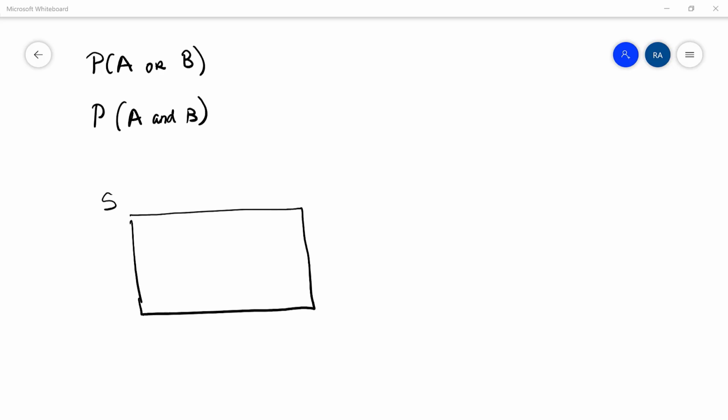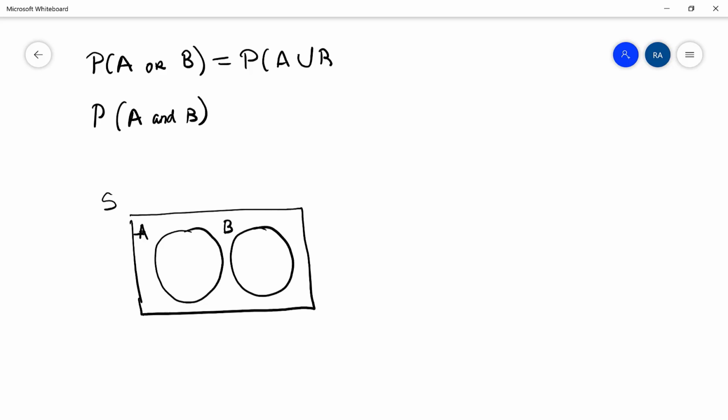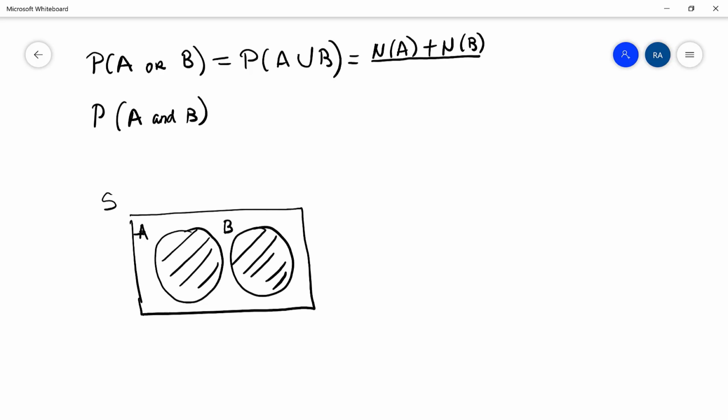Suppose that this is the sample space of one experiment or procedure, and all of these outcomes represent the event A, and all of these represent the event B. To obtain the probability that A or B occur is equivalent to obtaining the probability of the union of these two sets of points. To compute this probability, we need to count the number of outcomes that are in A and add it to the number of outcomes that are in the event B, and divide by the total number of outcomes in the sample space.